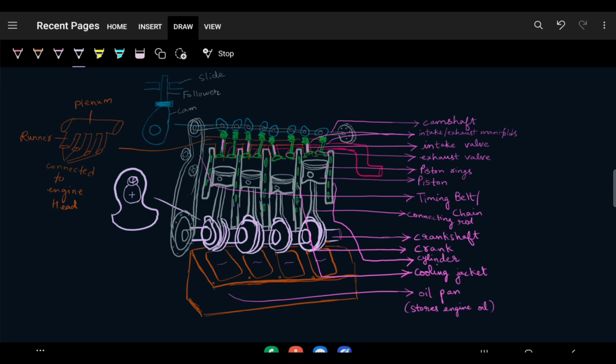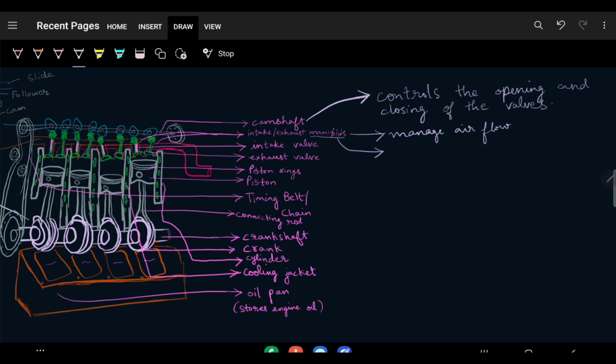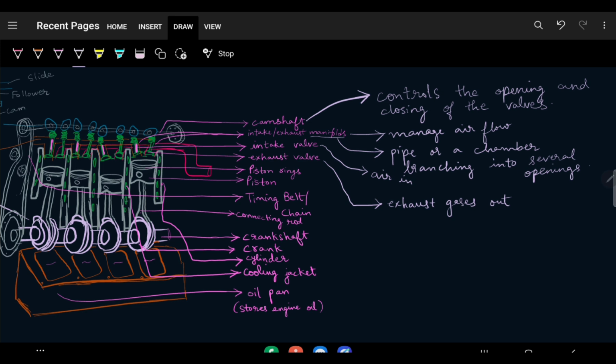And let's understand each and every part separately now. First of all, talking about the camshaft, it controls the opening and closing of the valves. Then coming on to the intake and exhaust manifolds, basically they manage the airflow. And a manifold is nothing but a pipe or a chamber-like thing which branches into several openings. And we have the intake and exhaust valves, where the air comes in and exhaust gases move out.